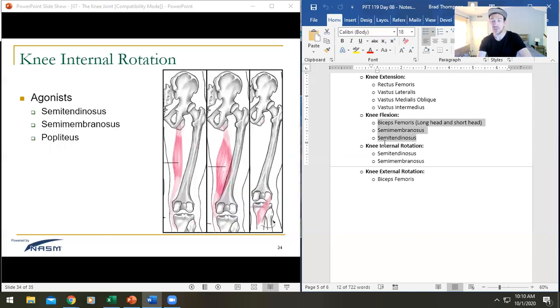From the knee flexion standpoint, you've got your hamstrings. Then from the tibial internal rotation, if it's internal, so that would bring your toes this way, that is going to be your semimembranosus and your semitendinosus. So those 2 hamstring muscles there.